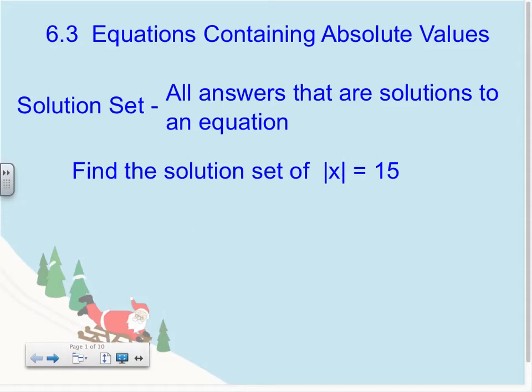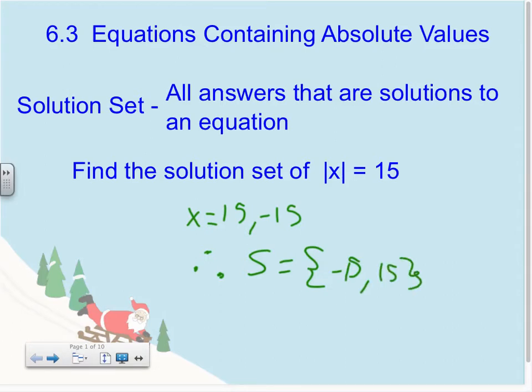So the first one is find the solution set of the absolute value of x equals 15. So we know there are two numbers that do that. It's both 15 and negative 15. So in solution set notation, you'd say x is 15 and negative 15. Then you'd say, therefore, the solution set is negative 15 and 15. And that's all you need for that. Again, we're not really going to need to do that.